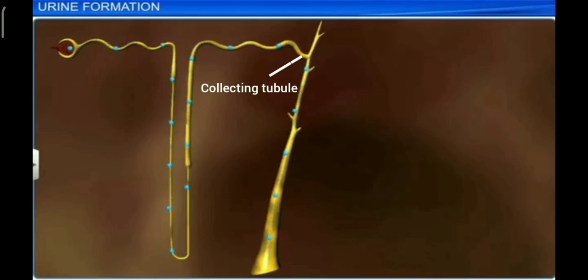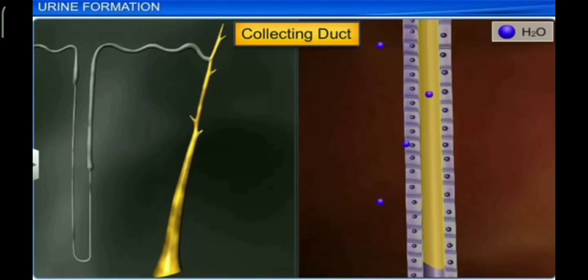Collecting tubule. It is a short, straight part of the DCT. The collecting tubule reabsorbs water and secretes protons. The collecting tubule opens into the collecting duct.